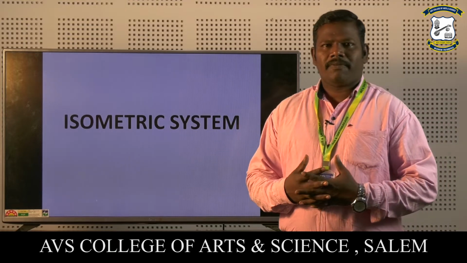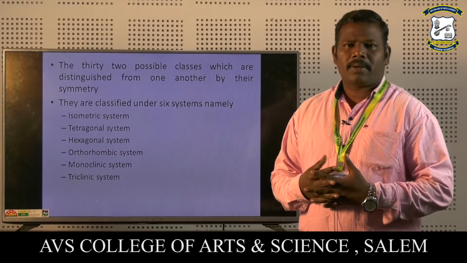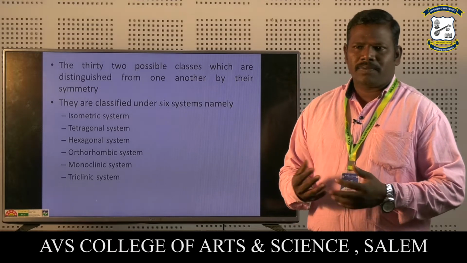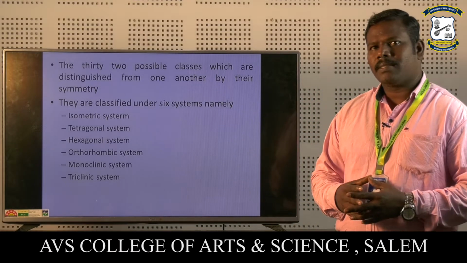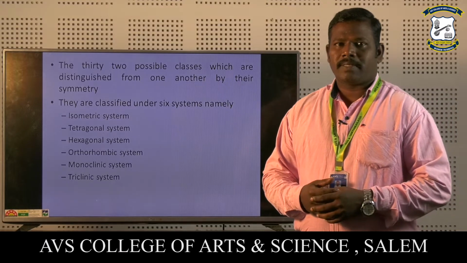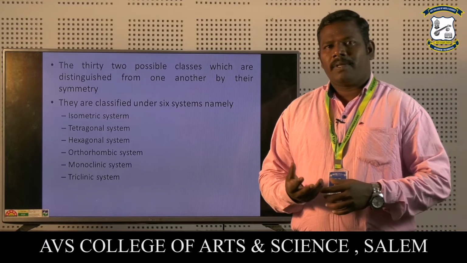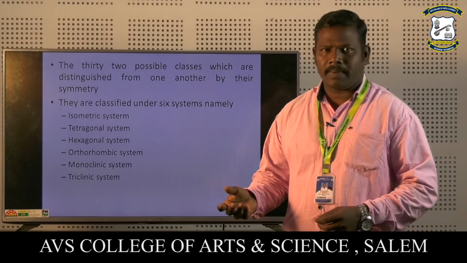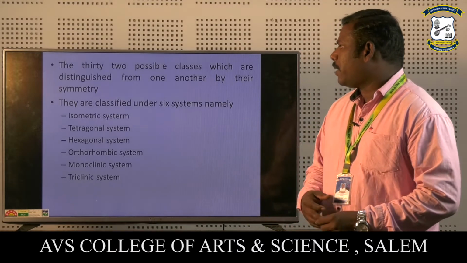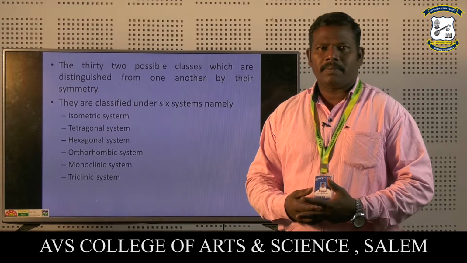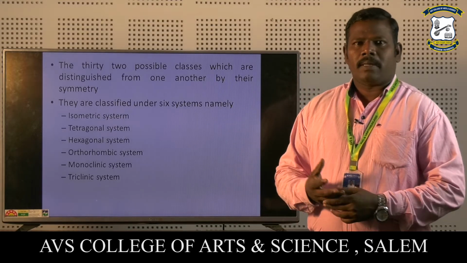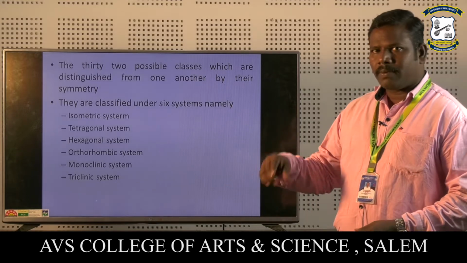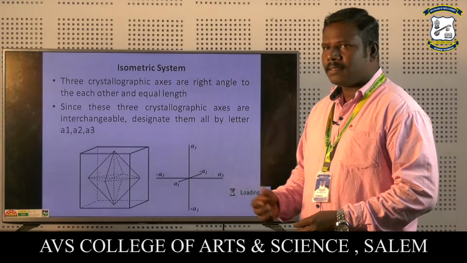So in crystallography, we know very well that there are six systems and 32 classes. All the 32 classes are distinguished by their symmetry elements. We have these six systems, namely isometric system, tetragonal system, hexagonal system, orthorhombic system, monoclinic system, and triclinic system. Among these, first and foremost, we are going to discuss the isometric system.